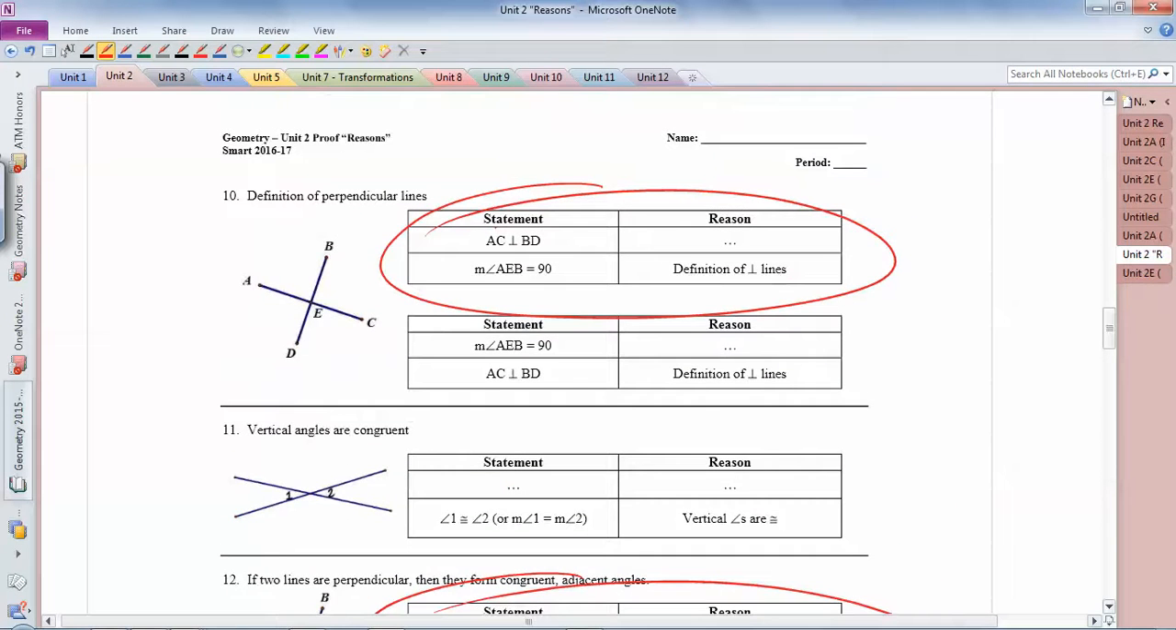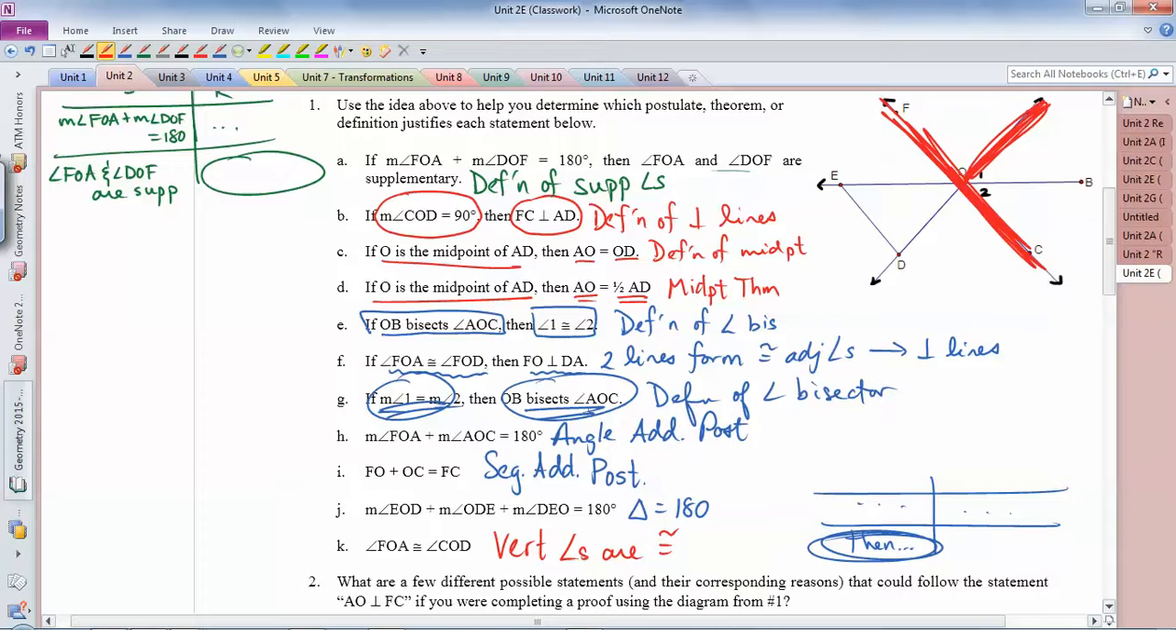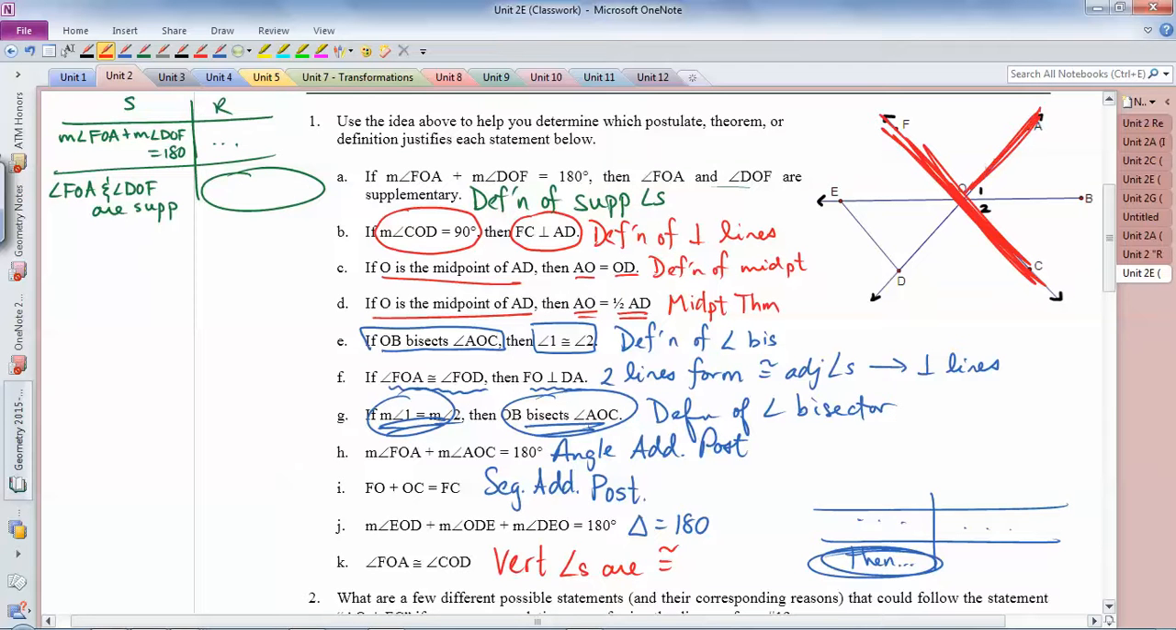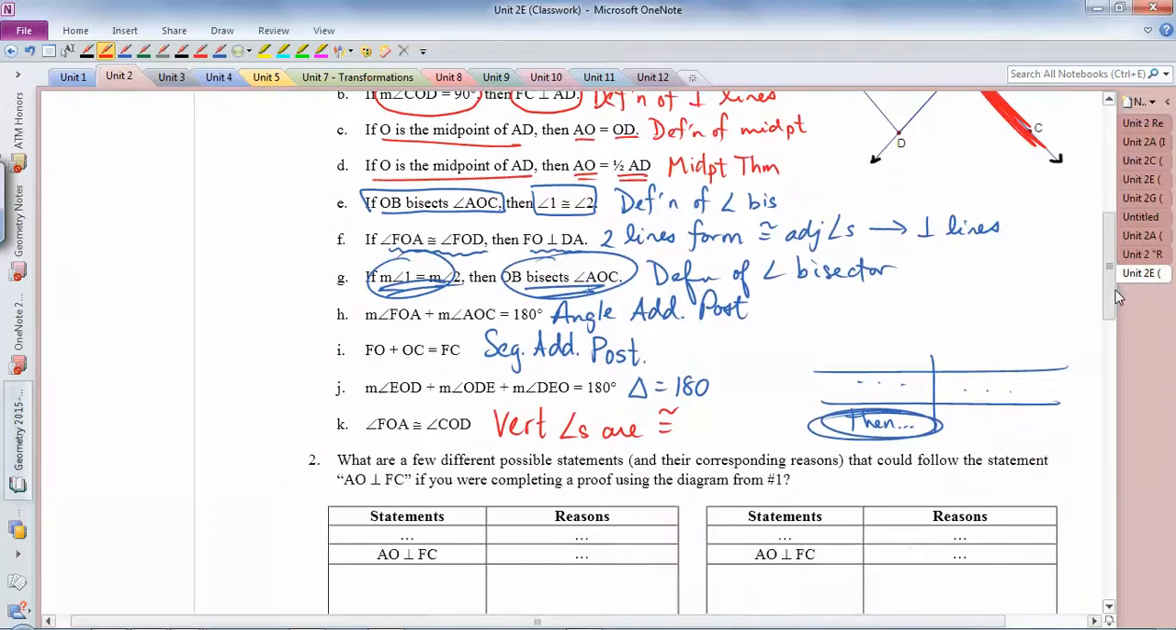So let's take a look at the first one. First one says, if you have perpendicular lines, then you get a 90-degree angle. And you can pick any of those 90s and put it there. And the reason is definition of perpendicular lines. So I'm going to come back over here and pick one of these angles. I'll pick, what letter is this? A. So I'll pick AOF and say measurement of AOF equals 90. And the reason is definition of perpendicular lines.